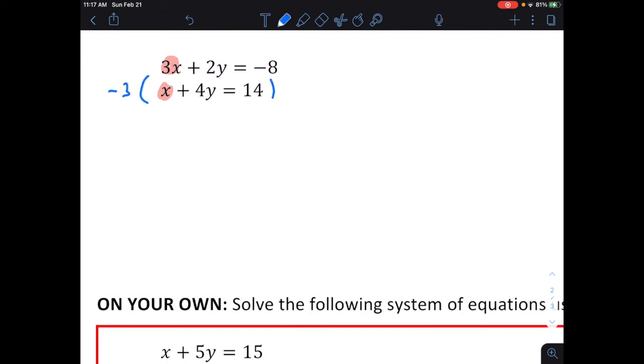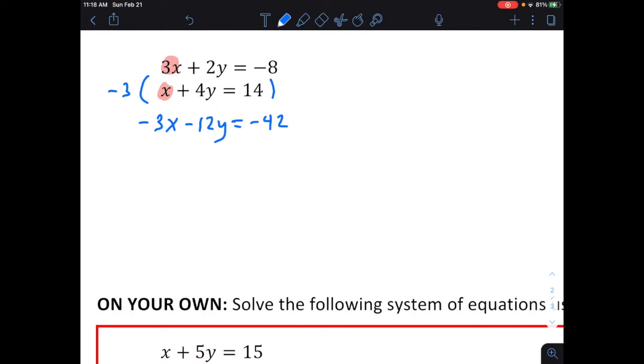Okay, so I'm just going to multiply the equation. That sounds kind of weird maybe, but when you multiply this equation by -3, we just multiply all three things there by -3. So the x is going to become -3x. The 4y is going to become -12y. And the 14 is going to become -42. Okay, so I just created opposites.